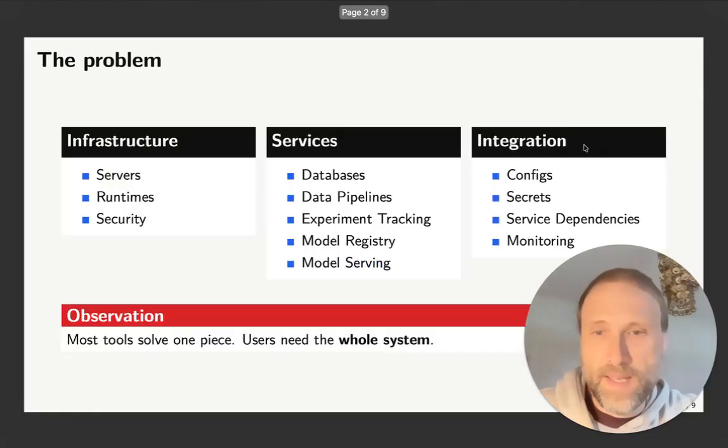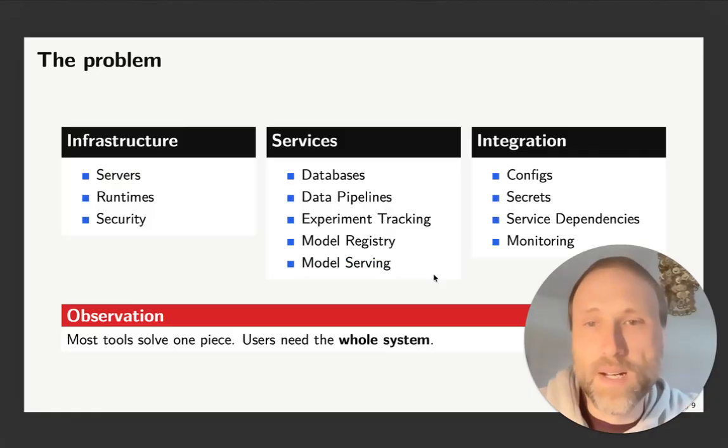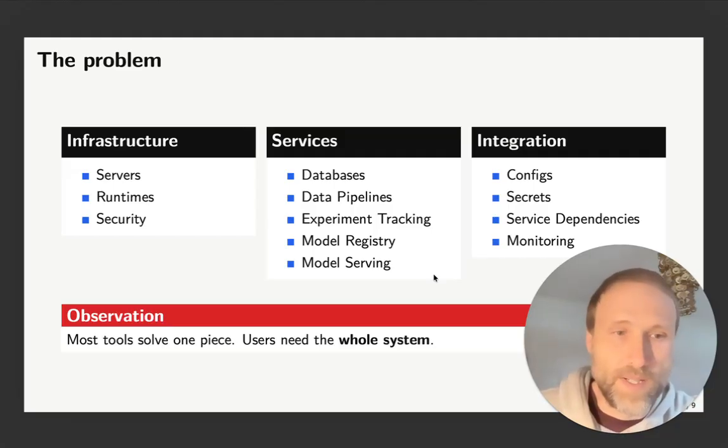So the problem is, when building machine learning systems, you typically deal with three layers. First, infrastructure: servers, runtimes, security. Second, services: databases, pipelines, tracking, registries, serving. And third, integration: configs, secrets, dependencies, and monitoring. Each of these layers is already complex on its own. And while there are many tools available, most of them focus on just one piece of the puzzle.